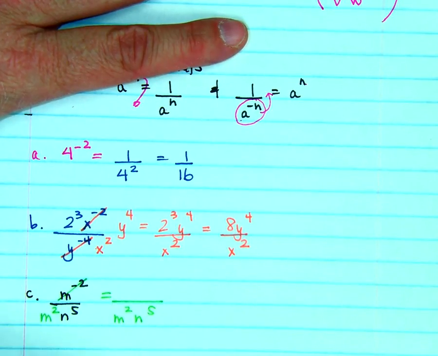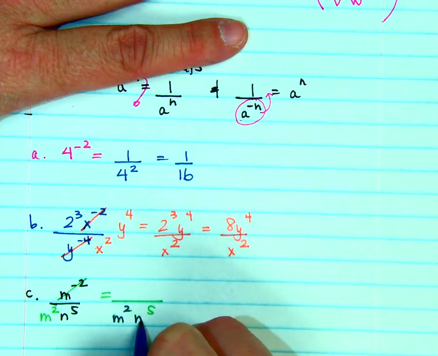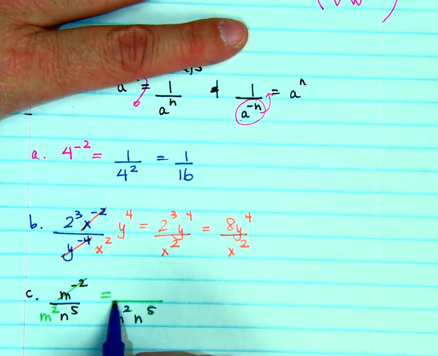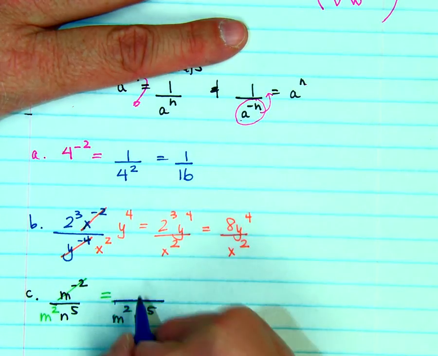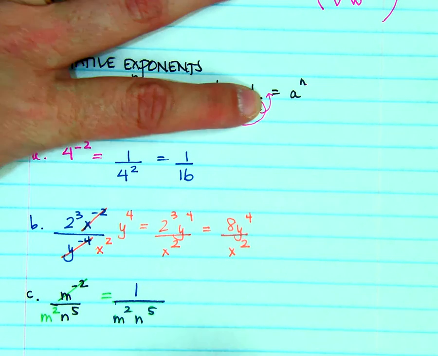I have to have something. This doesn't show up very well. Let me go over this. I have to have something to represent the numerator, and that's going to be a 1. You have to have the 1 as your placeholder.